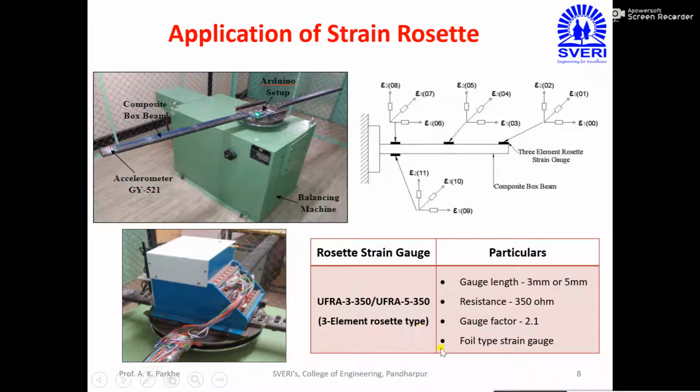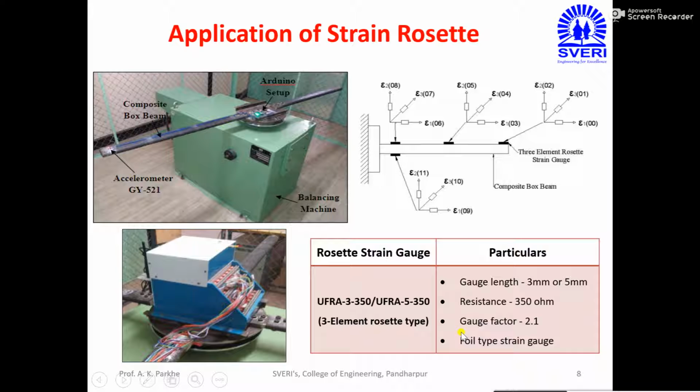Some specifications are also given: the length of the rosette is between 3 mm and 5 mm, and the resistance of the strain gauge is 350 ohm. Their gauge factor is a constant factor which we have to consider before using that rosette in any application. And last, the type of strain gauge they have mentioned is the foil type of strain gauge.